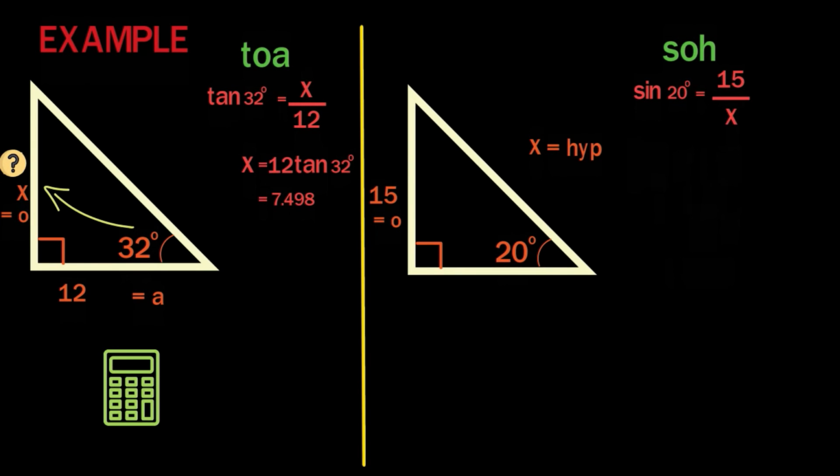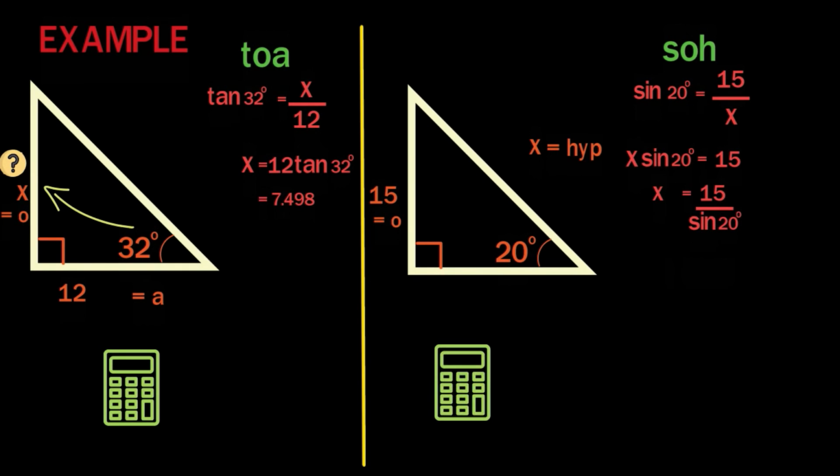How do we do this? We use cross multiplication. So x sine 20 equals 15, so x equals 15 over sine 20 degrees. Use your calculator, and you will get 43.857. Since this is the hypotenuse and the answer is larger than 15, it makes sense because x is the longest in terms of length for this triangle.